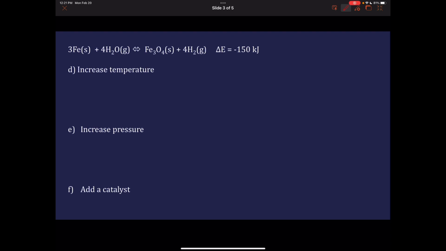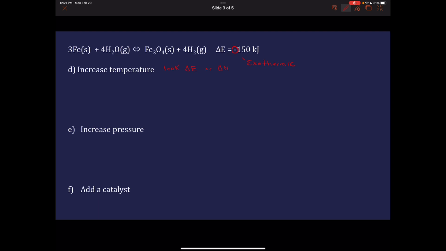Now next we're asked about an increase in temperature. When we're talking about the impact of temperature, we always need to look at our energy change, so our delta E or delta H, depending on how they quote it to us. And so we need to know, is that reaction endothermic or exothermic? I have a negative delta E, so this is an exothermic reaction.